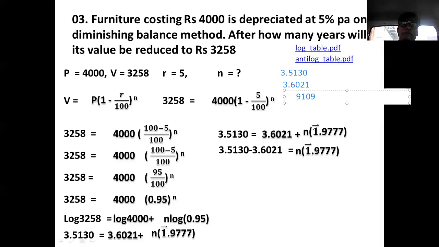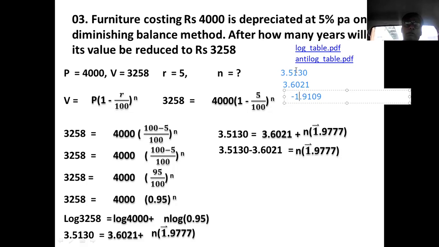15 minus 6 is 9. Then 3 minus 3, 0. Carry over 1 is there. Therefore, that is minus 1.9190. This is the point you remember.